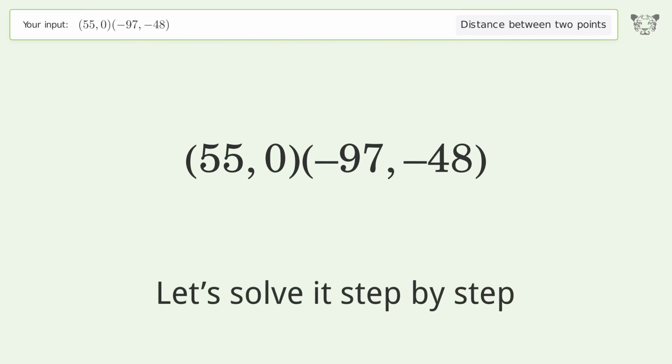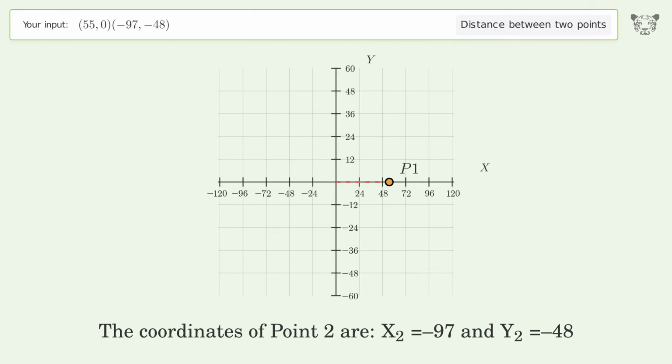The coordinates of point 1 are x1 equals 55 and y1 equals 0. The coordinates of point 2 are x2 equals negative 97 and y2 equals negative 48. D is the distance between the 2 points.